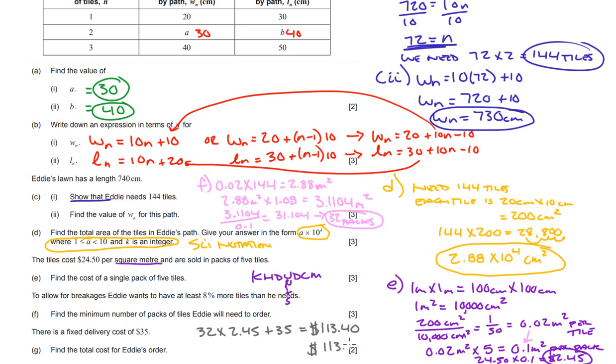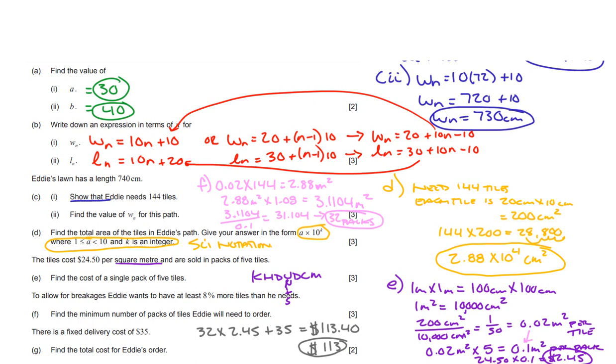$113. I'm not even going to put points here. I'm just going to do 113, just like so. And I'm pretty sure that's what the answer wanted out of us. That's what they're looking for, 113. Okay, all right, that's all for number 2.